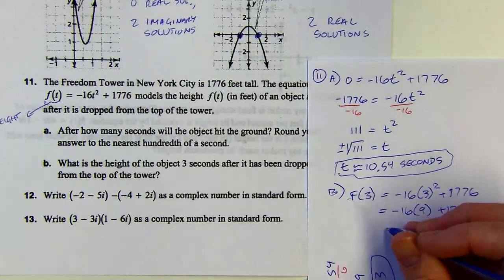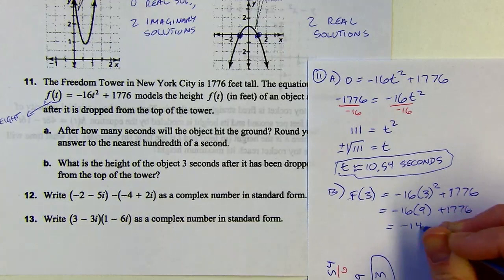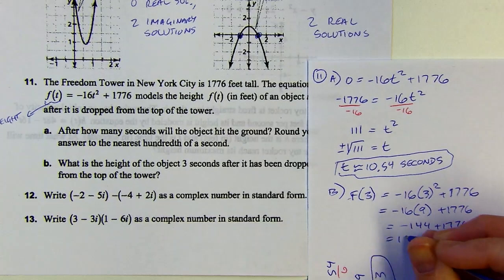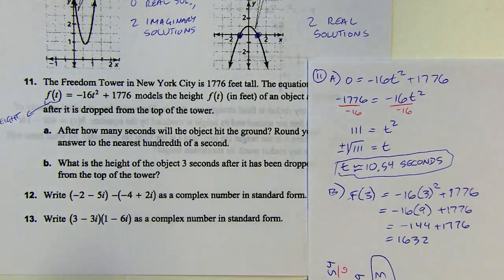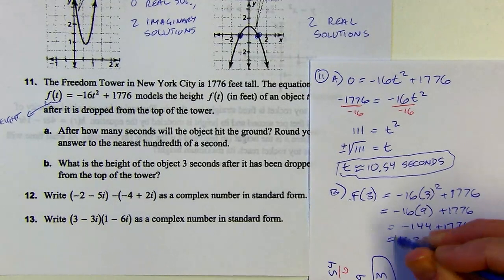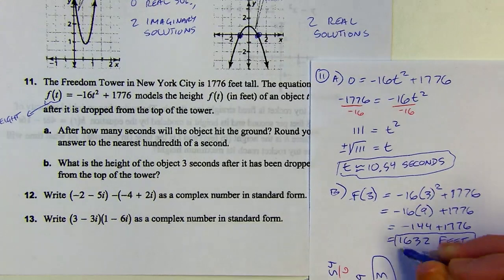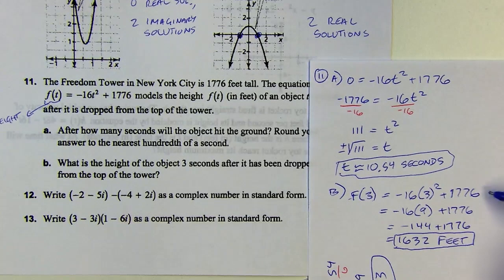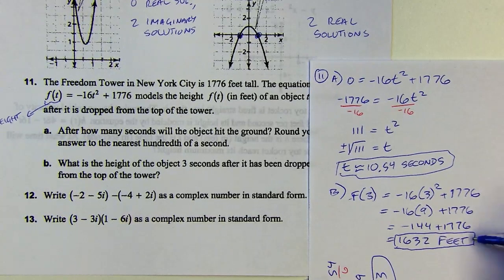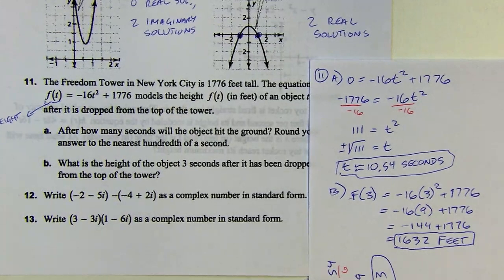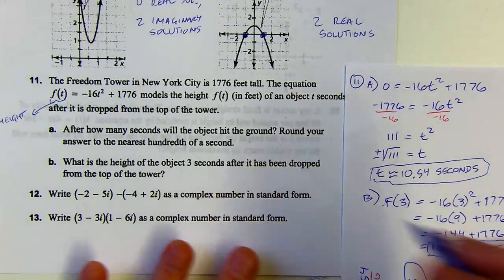Okay, so I've got negative 144 plus 1776, and that's going to give me 1632, and then my height was in feet, right? So let's put that in. Okay, so building 1776 tall after 3 seconds, that's where it would be. All right, let me put these answers in here.